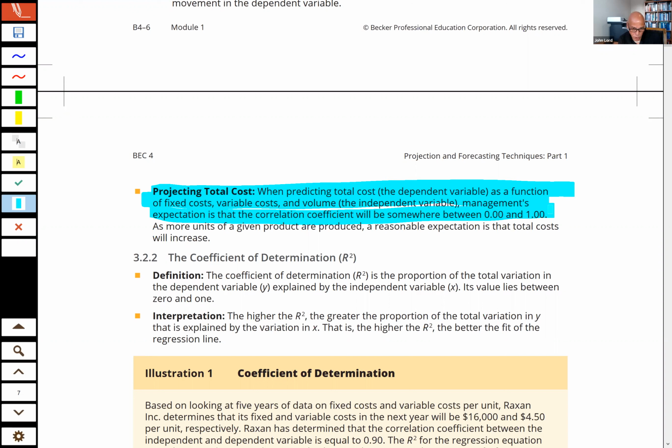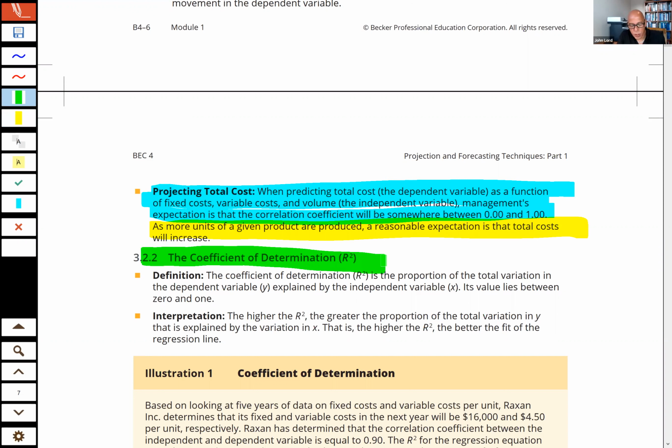It doesn't have to be perfect, but as it gets closer to 1, it becomes a more reliable measure that will allow you to use that as a predictor. Okay, so as more units of a given product are produced, a reasonable expectation is, of course, that the total cost will increase.